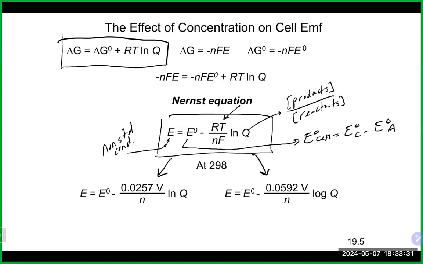So the Nernst equation is typically used when you have something that's under non-standard conditions. And like I said before, probably 9 times out of 10, you're going to be looking at different concentrations, different pressures maybe, or something of that nature.